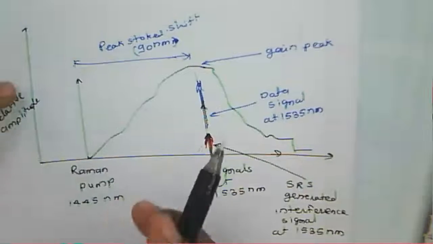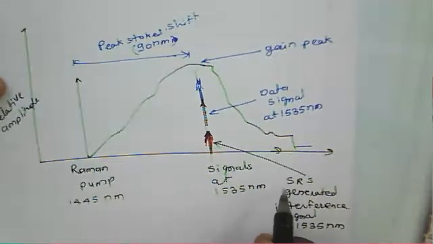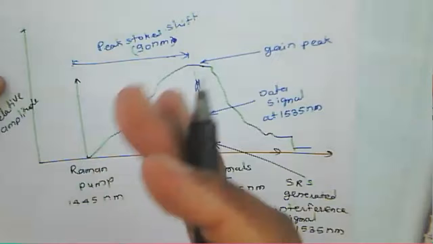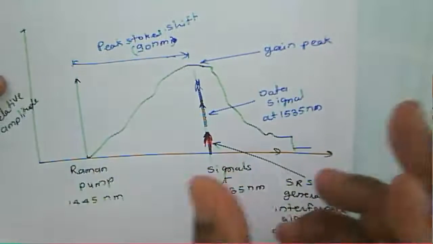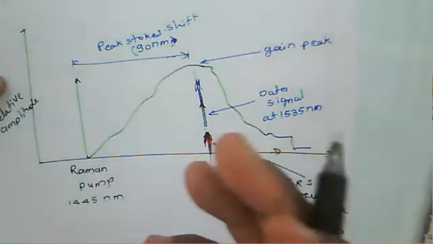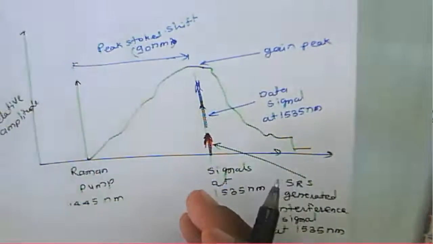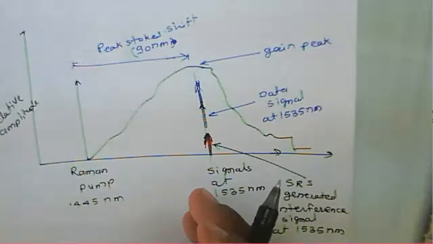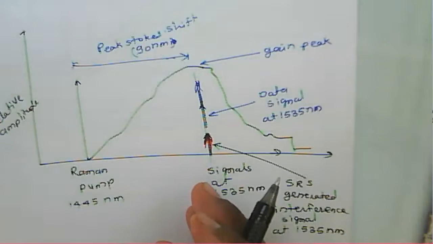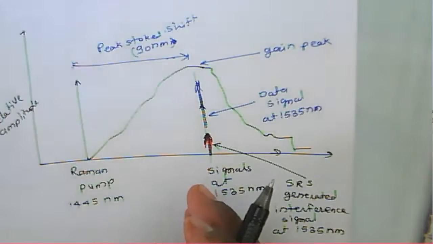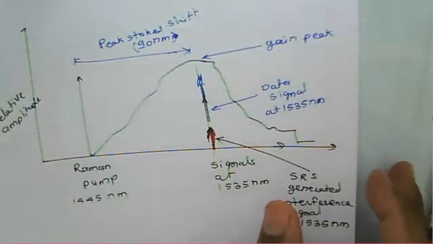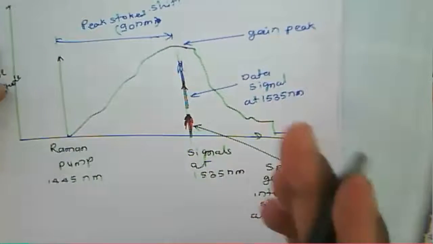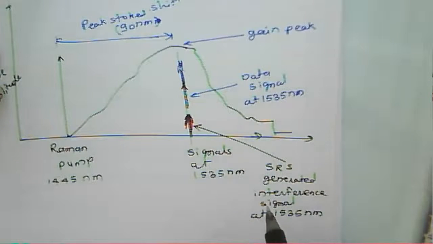Now we know that the stimulated Raman scattering effect occurs when the optical power is high, and because of that high optical power, a vibration mode occurs in the lattice structure of the optical fiber material. So that's why the signal gets scattered in the optical fiber. That is called stimulated Raman scattering.